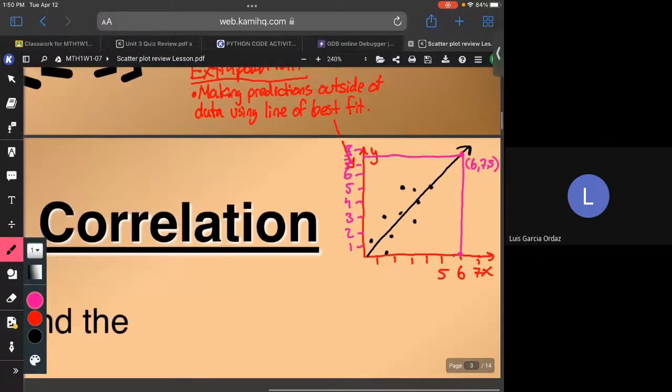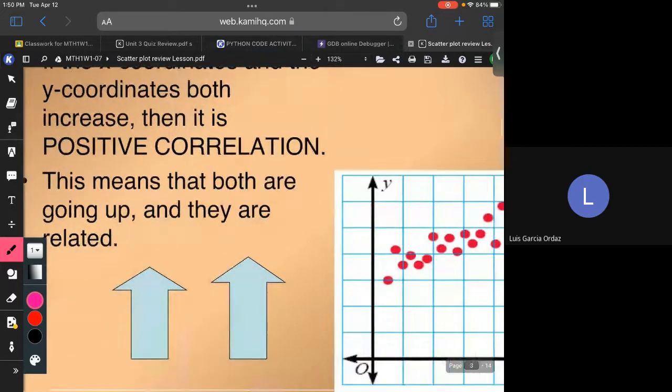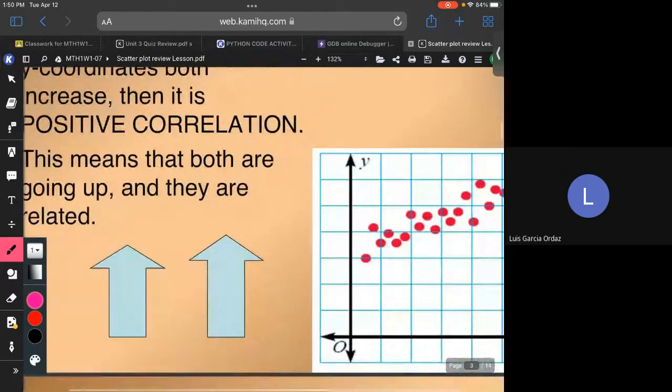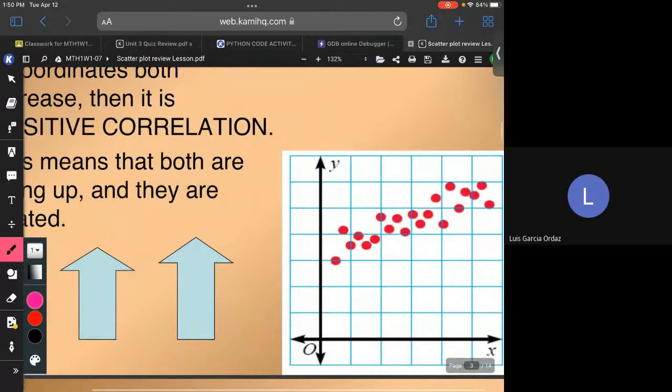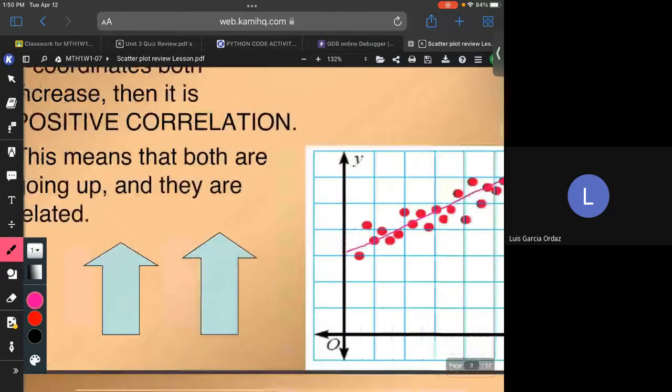So now we're going to be talking about positive correlation. Just copy this down. I didn't give you the note today because it was too many pages. A positive correlation is if the x coordinates and the y coordinates both increase, then the correlation is positive. As you can see here, all these scattered points have a positive trend, okay? Because if I draw my line of best fit, it's going which way, up or down? Up. So if my line of best fit is going up, it means my data has a positive correlation. Copy that definition down.